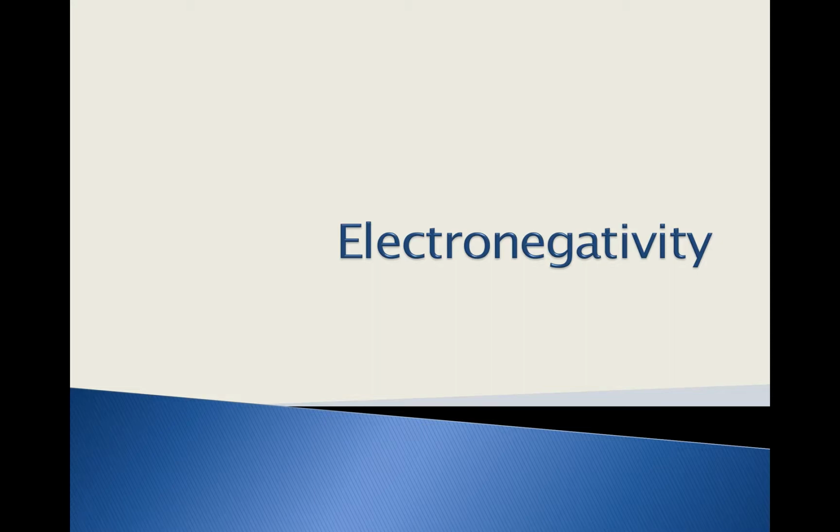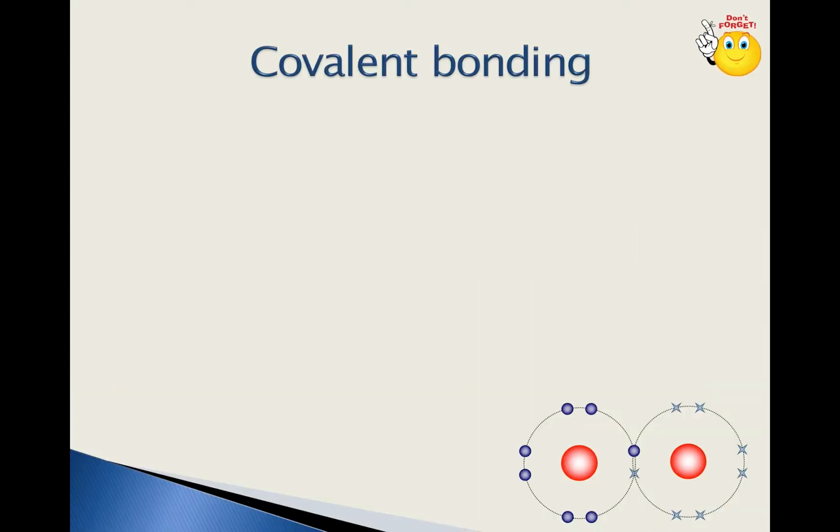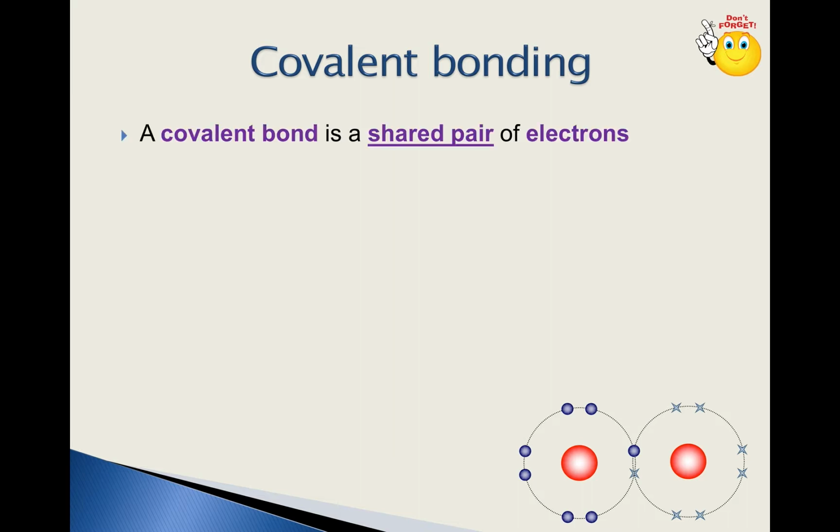This is AS Chemistry Chapter 2, Lesson 7 on electronegativity. Now we'll start by talking a bit about covalent bonding, and then we'll move on to this idea of electronegativity. So a covalent bond is a shared pair of electrons.